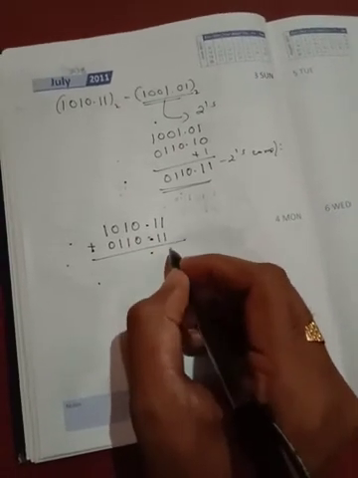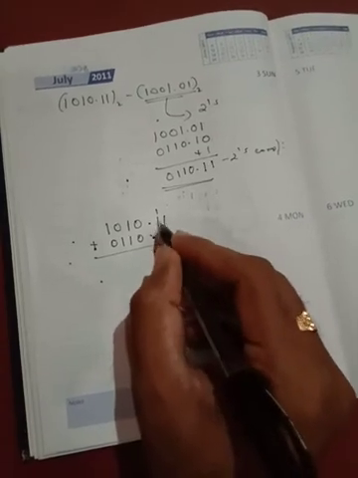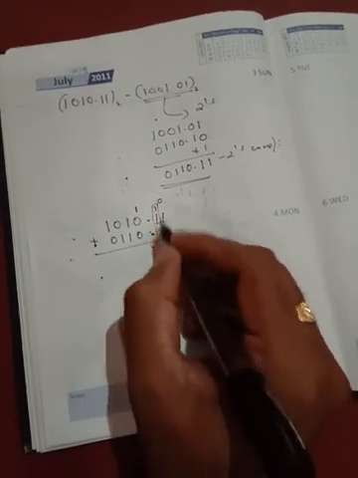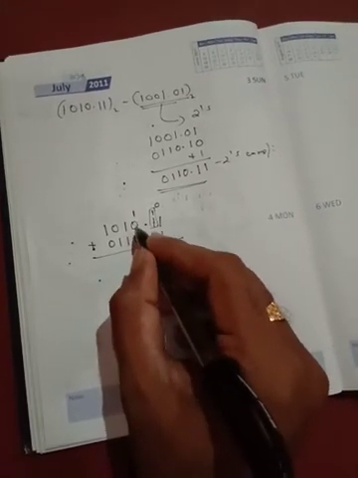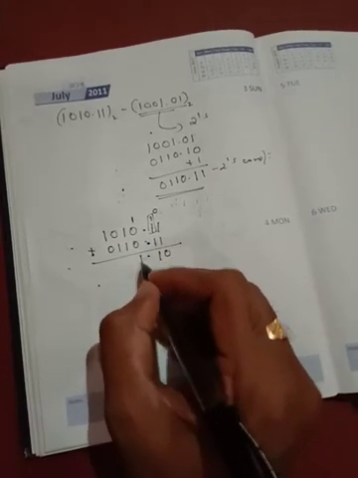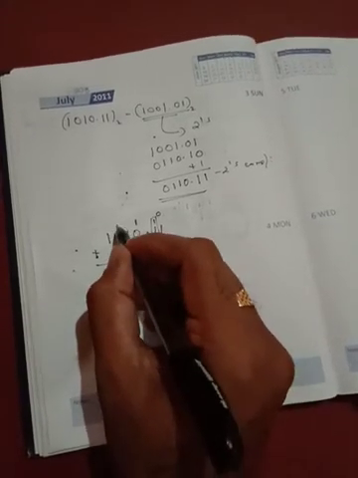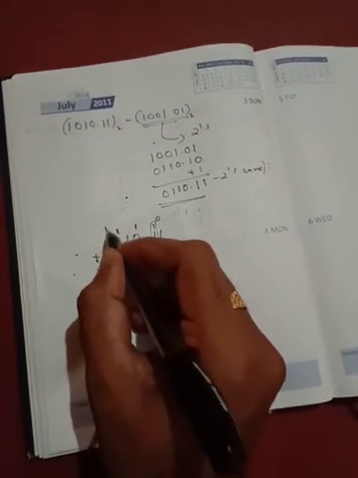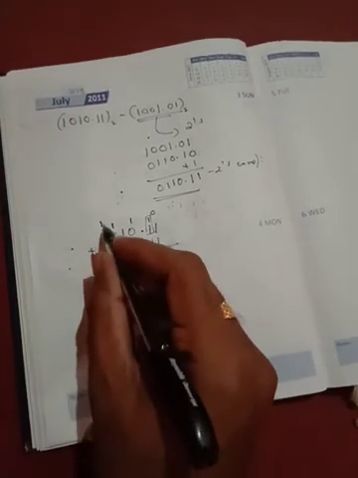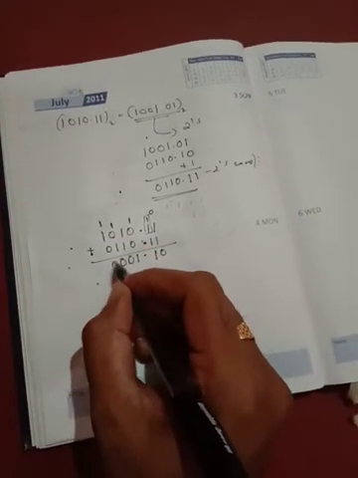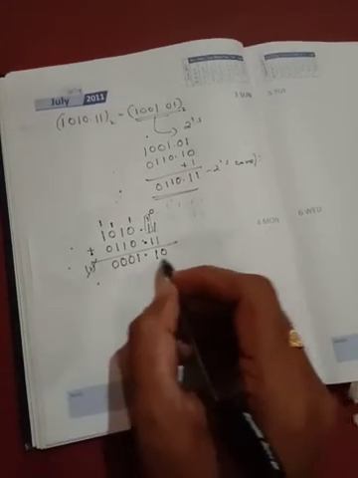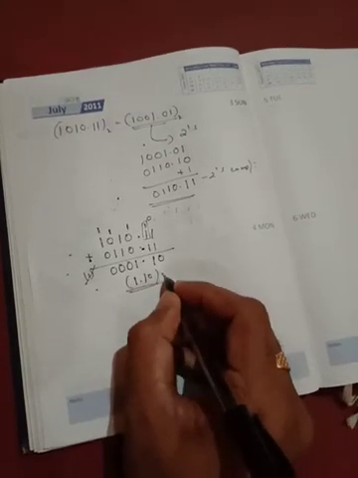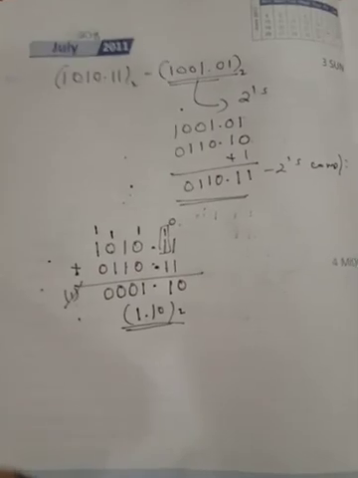Okay, now 1 plus 1 is 0 with 1 carry, 1 plus 1 is 0 with 1 carry here, 0 plus 1 is 1, 1 plus 0 is 1, 1 plus 0 again 1, 1 plus 1 is 0 with 1 carry, 1 plus 0 is 1, 1 plus 1 is 0 with 1 carry, 1 plus 1 is 0, 0 plus 1 plus 1 is 0, 0 plus 0 is 0, with 1 carry. You have to neglect the carry, so ultimately you will get the answer as 1.10. So this is the answer for the fractional problems.